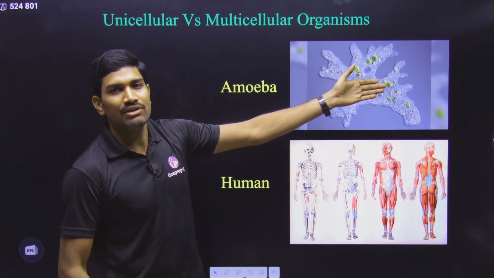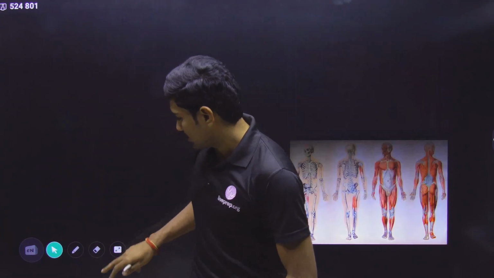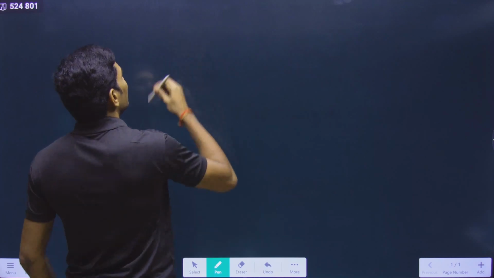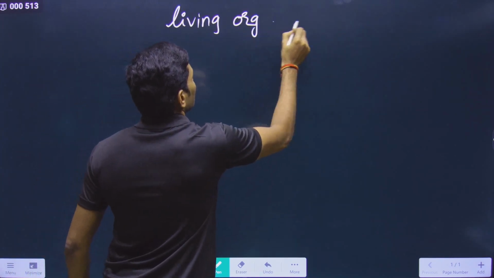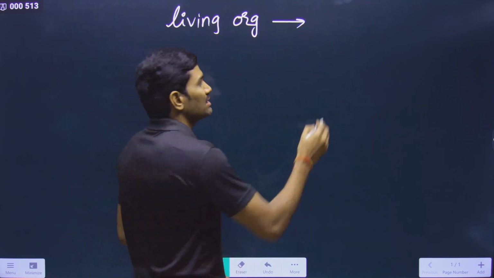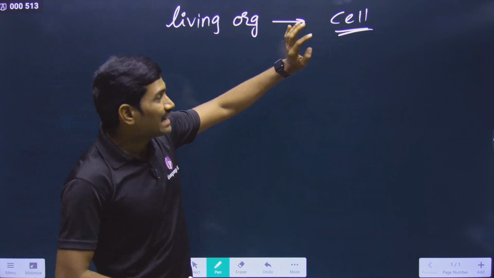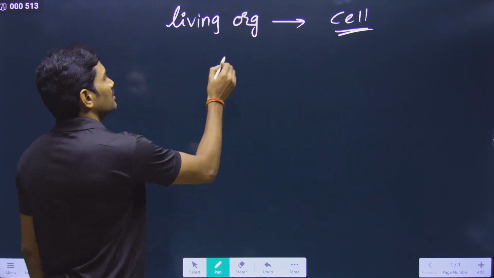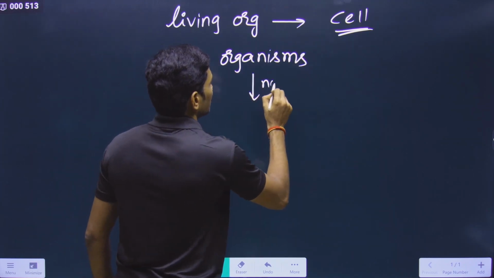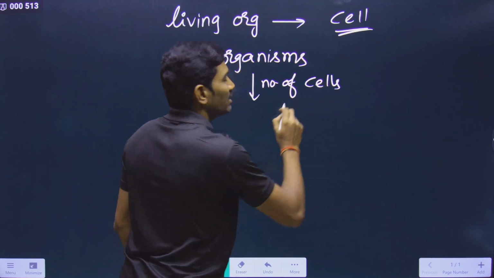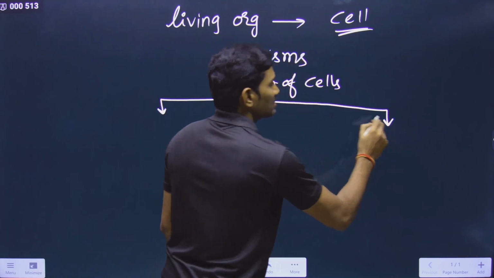But these organisms have only one cell, that's why they are called unicellular organisms. So here they are saying that for living organisms, whether unicellular or multicellular, what is compulsory? The cell is compulsory. Fine. Nice. And now, based on the number of cells present in a single organism, please remember, based on the number of cells, organisms are again of two types.